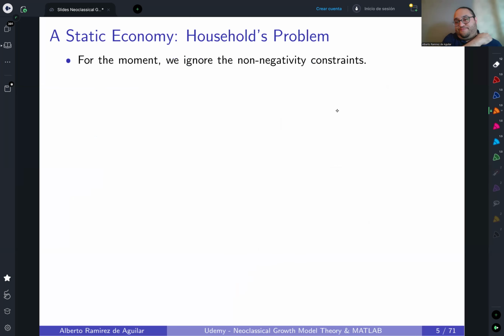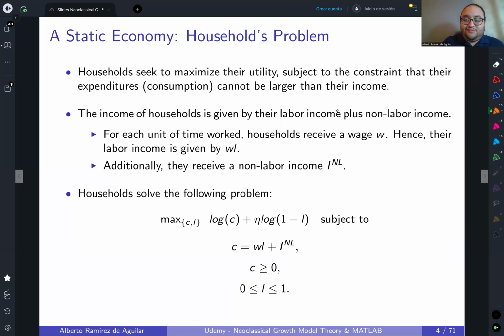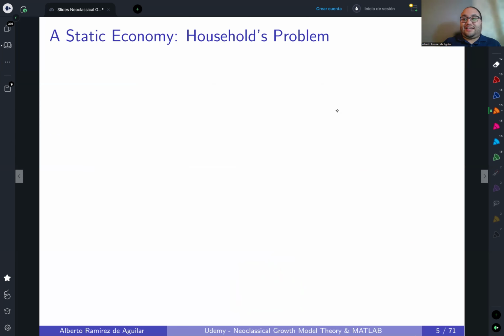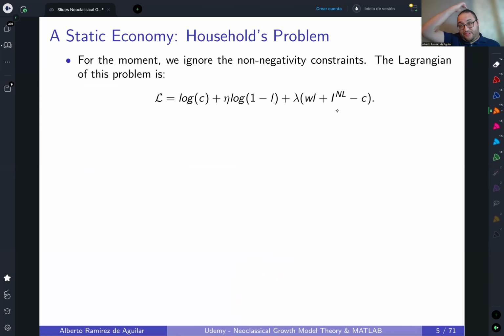The first thing we're going to do is ignore the non-negativity and these two constraints. So we're going to assume that they don't exist. Later, we're going to check if the solution that we get when we ignore them satisfies these two constraints. So that's going to be important. So if this is the case, then this is the Lagrangian of the problem. Okay. And as I was saying, I'm assuming that you know how to set up a Lagrangian and what a Lagrangian is. So I won't go into that.